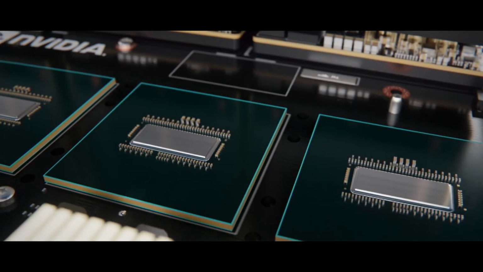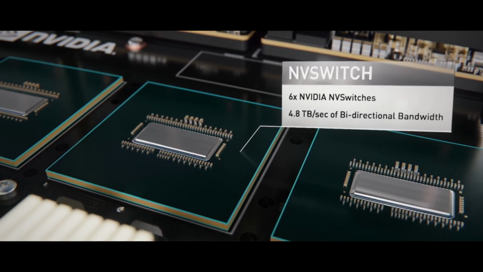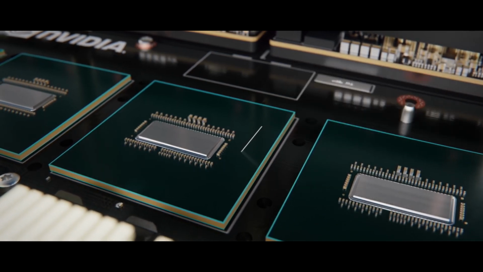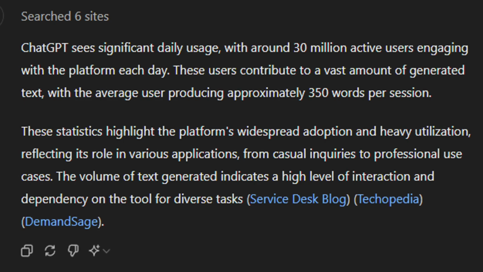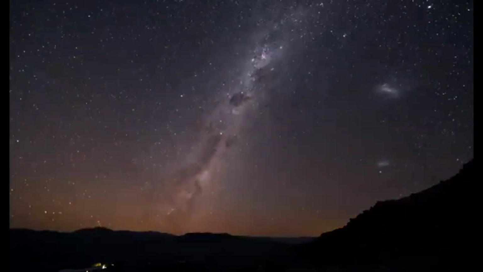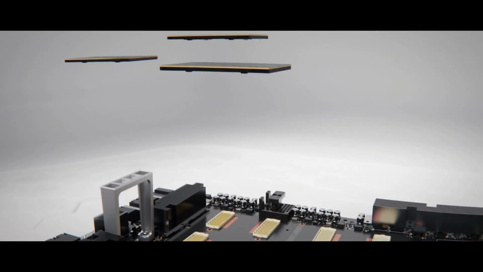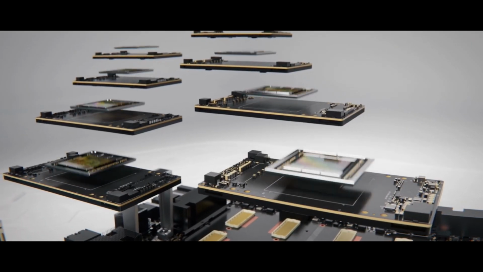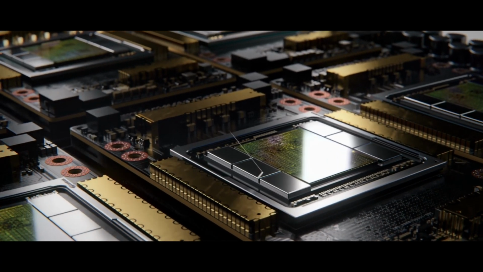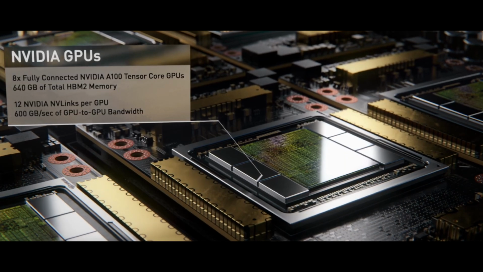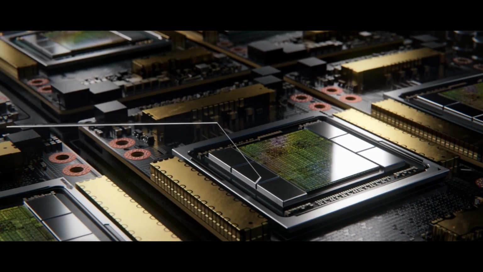But as you know, ChatGPT isn't just for one person. It's used by millions. According to ChatGPT itself, there are about 30 million daily active users, each generating approximately 350 words per session. That's about 10.5 billion words per day. With 86,400 seconds in a day, that's around 122,000 words every second. To handle this, OpenAI needs between 49,000 and 65,000 GPUs. And since usage varies and they need to handle peak times, it can be estimated that OpenAI uses between 50,000 and 70,000 GPUs to run ChatGPT.